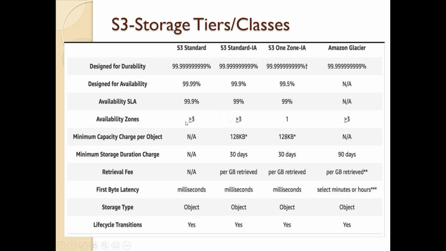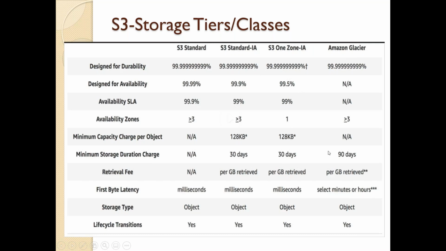Availability zones: the data will have copies in three or more zones. Since the name itself specifies One Zone, it will be in only one facility. Minimum capacity charge: there is nothing for S3 Standard. Even if you upload 1 KB, you pay for 1 KB. But in S3 Standard-IA, One Zone-IA, and Amazon Glacier, there is a minimum capacity charge. If you store 100 KB, you have to pay for a minimum of 128 KB. For minimum storage duration, even if you store this for 1 day, you have to pay for 30 days.